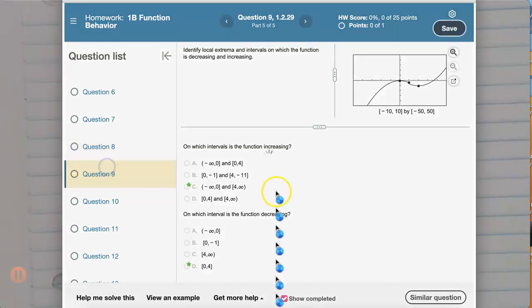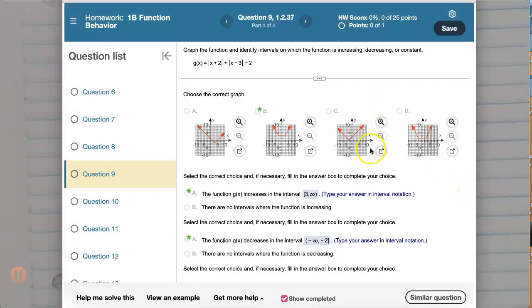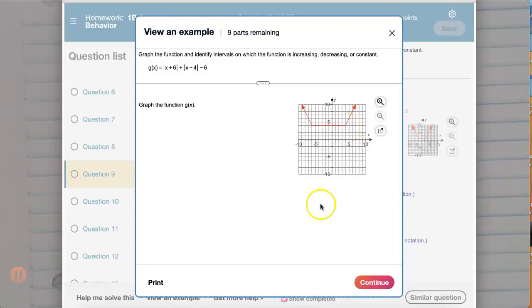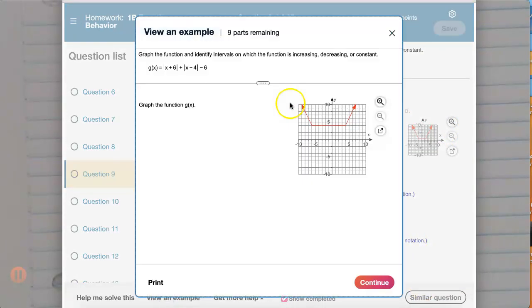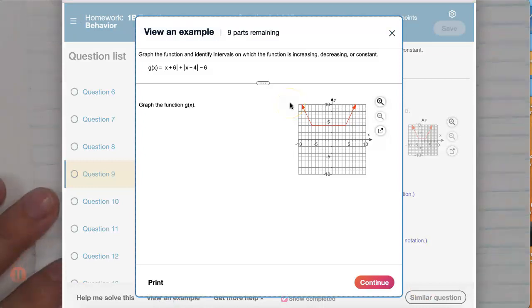Okay. All right, graph the function and identify intervals where it's increasing, decreasing, or constant. This one is clearly decreasing from negative infinity to this point, constant here, and then increasing here. Do they give you the graph? Oh, you have to choose the correct graph. Okay. All right, so let's graph this.